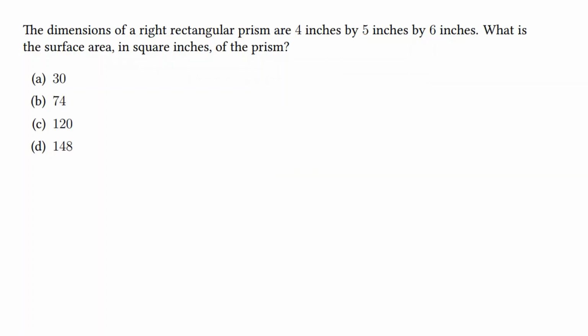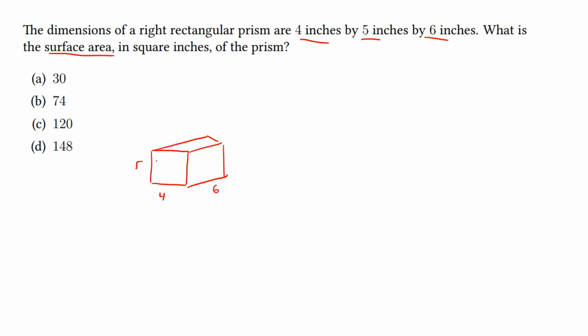Here we have a right rectangular prism with dimensions 4 inches by 5 inches by 6 inches. We can make a very rough sketch, not drawn to scale, to get an idea of what's going on. We want the surface area. The surface area will be the sum of the areas of all of the panels that form the sides of this prism. Let's suppose this is the 4, this is 5, and the longer is 6.